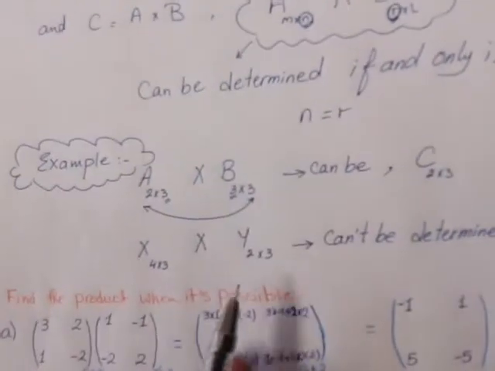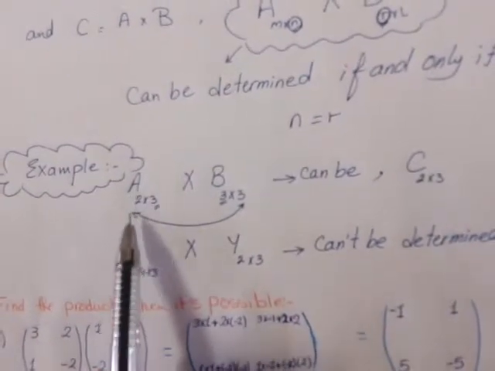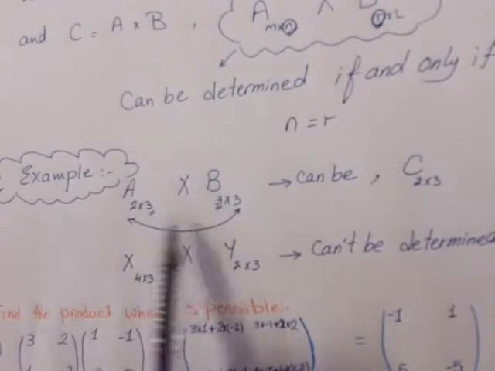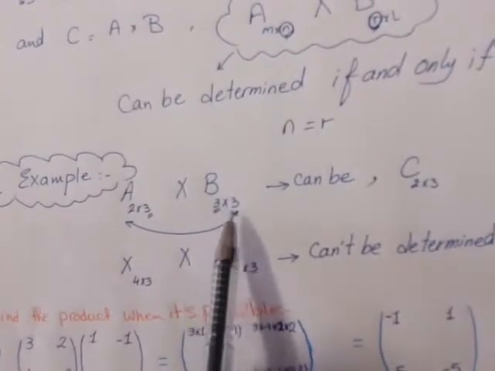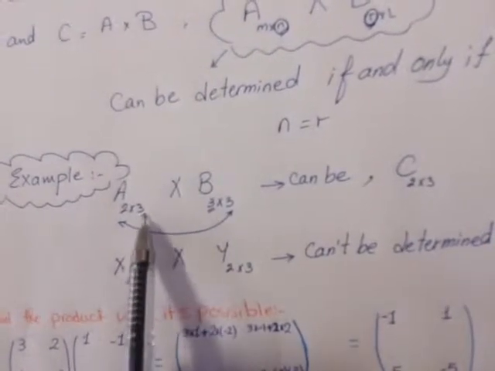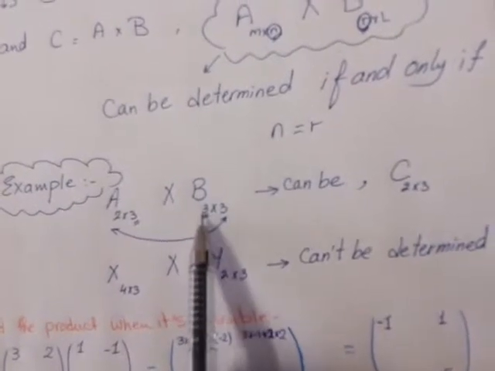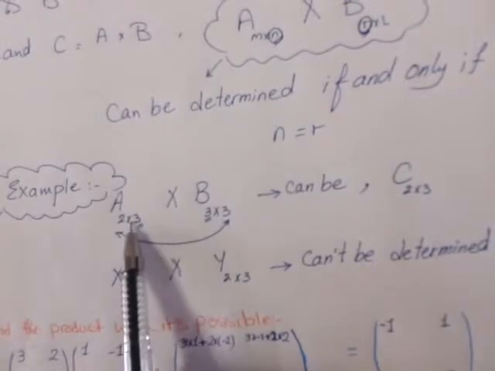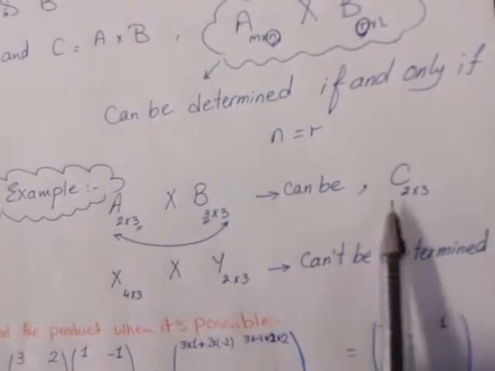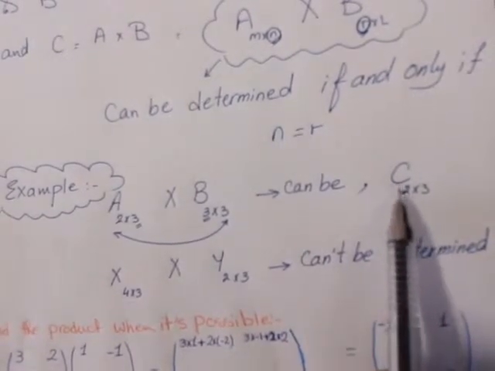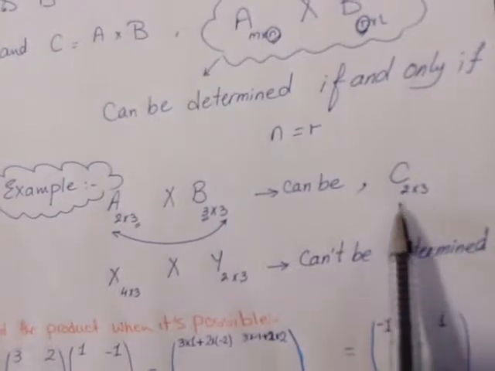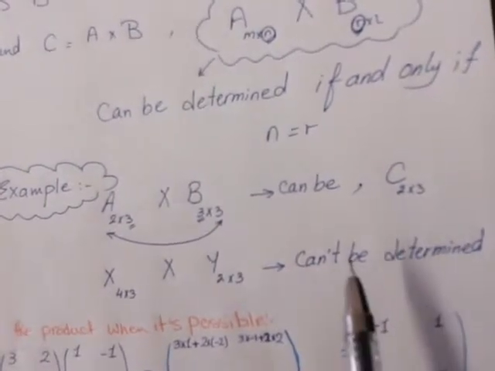Let's take an example. If A is from order 2 times 3, B from order 3 times 3. Look at n, which is 3, must be equal to r, which is 3. 3 goes with 3, so the matrix obtained will be from order 2 times 3.